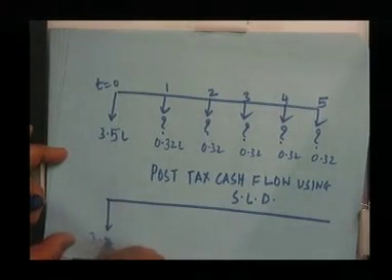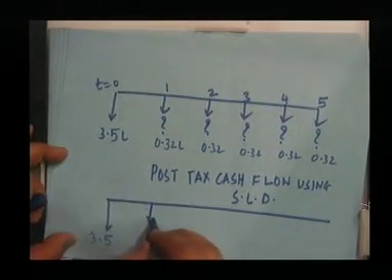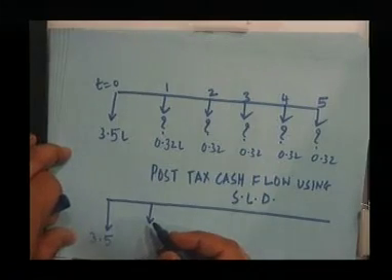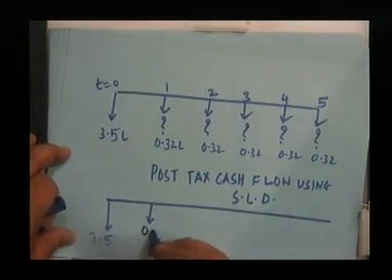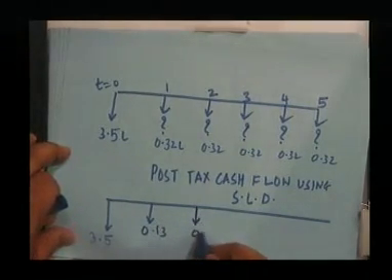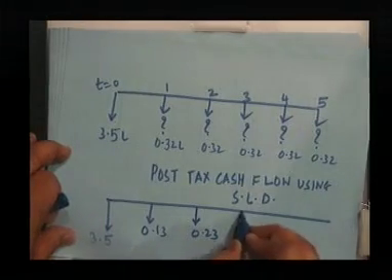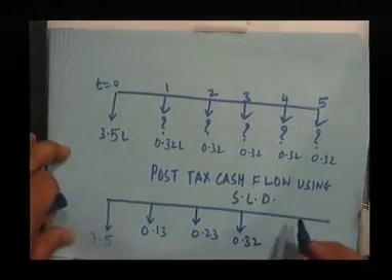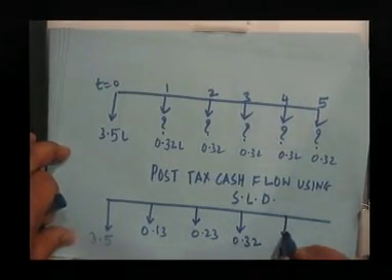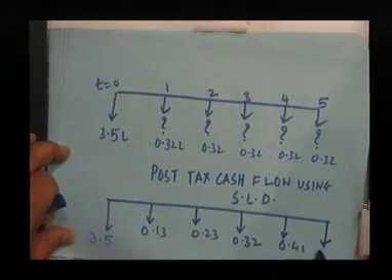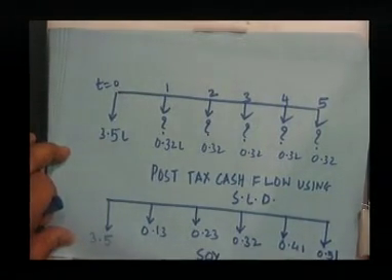This is 3.5 lakhs. This is 0.13, then you have 0.23, then you have 0.32, then 0.41, and finally at the end of 5 years it is 0.51. This is using sum of years. Please cross check this.